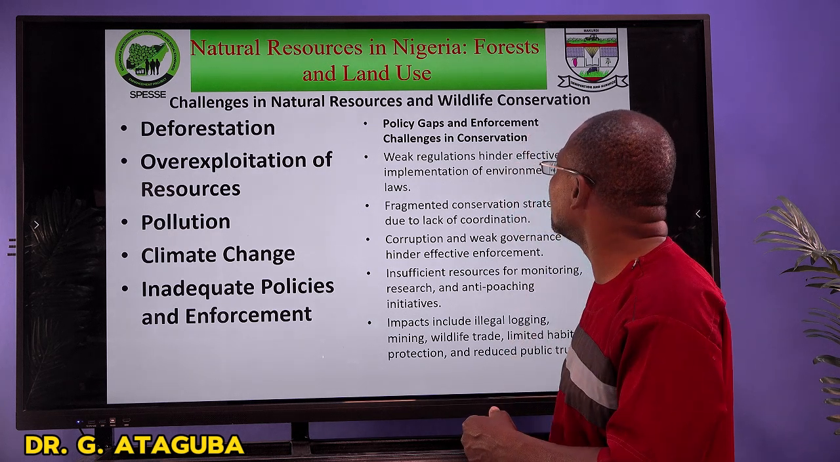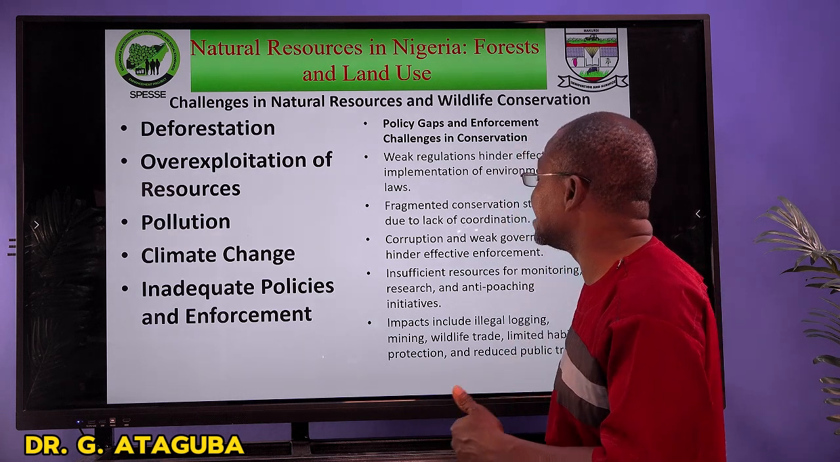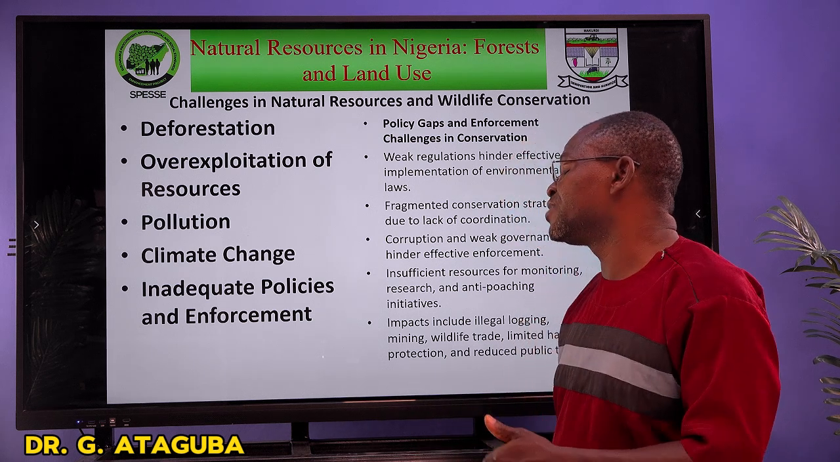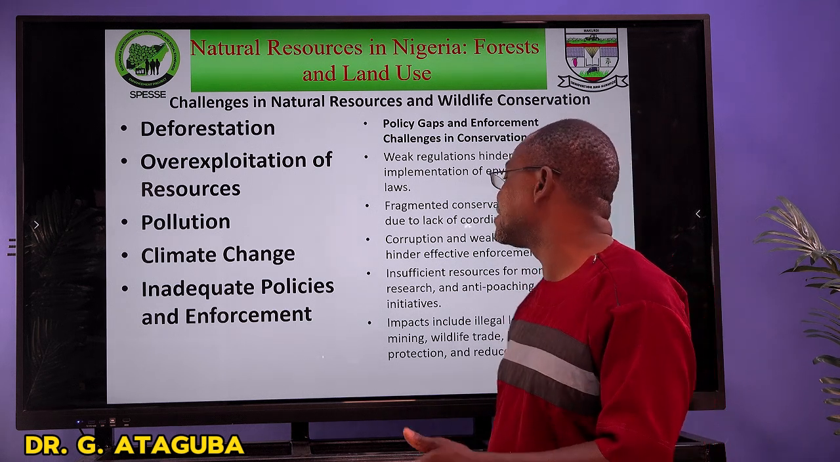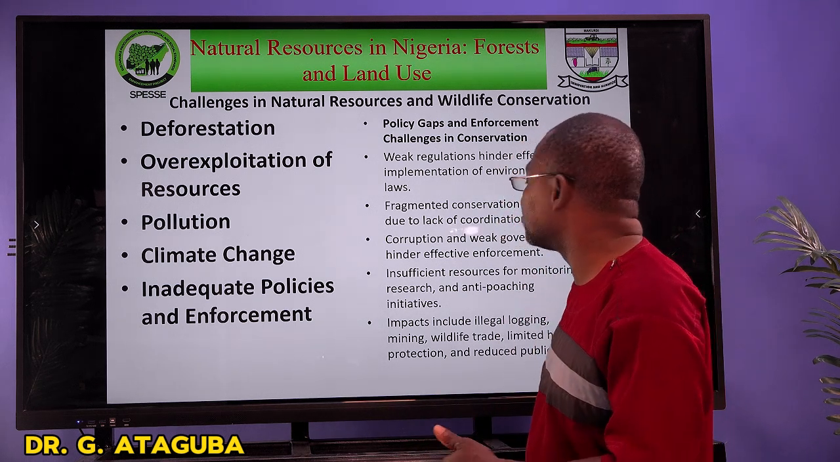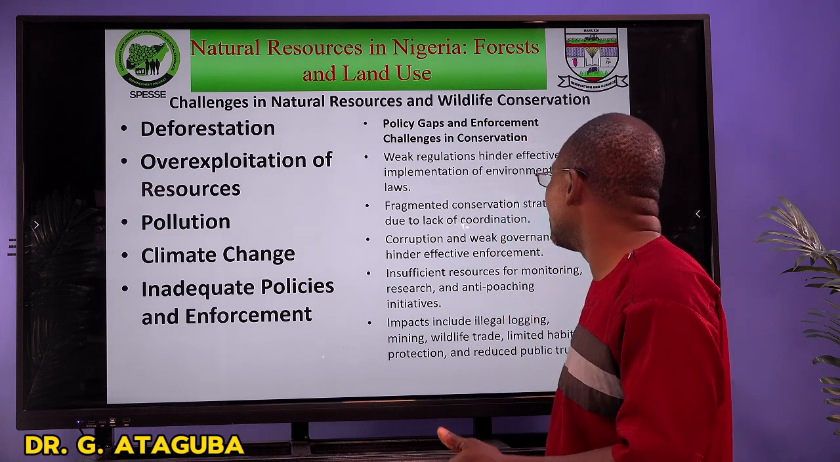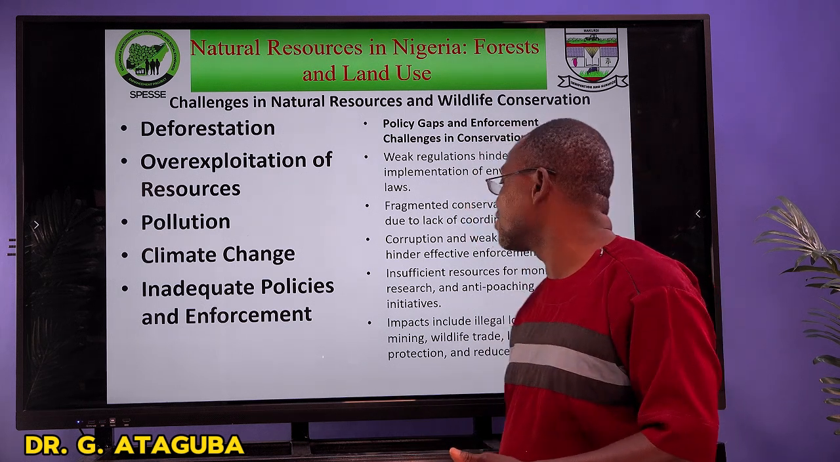So most regulations in Nigeria are weak, and this tends to hinder the implementation of the environmental laws. And then corruption and weak governance also affect our efforts to conserve natural resources.